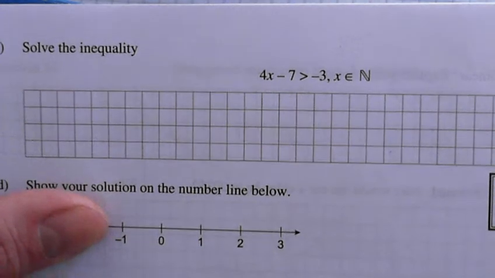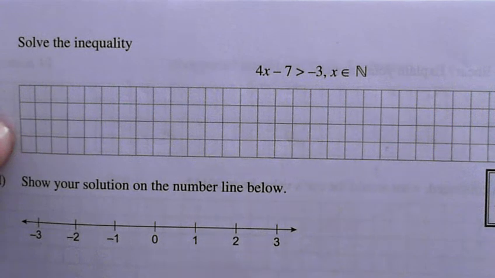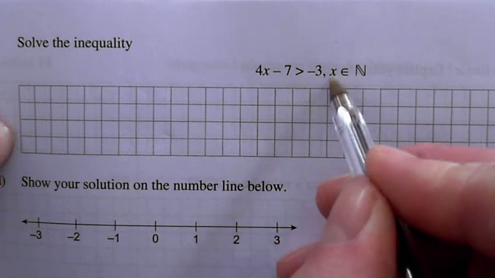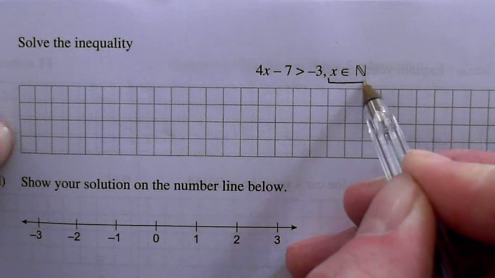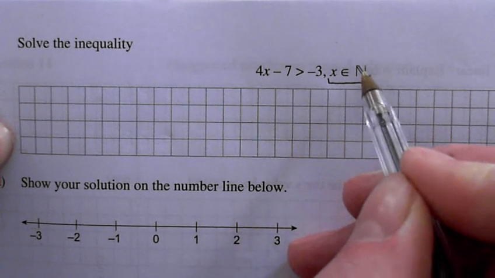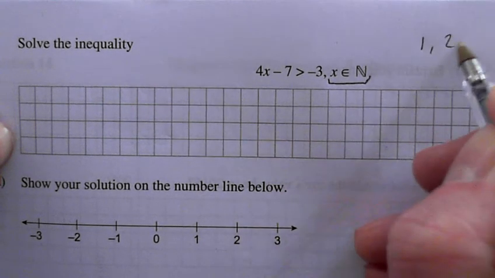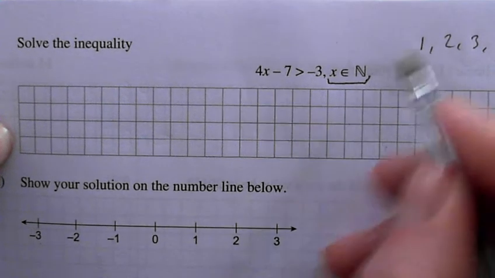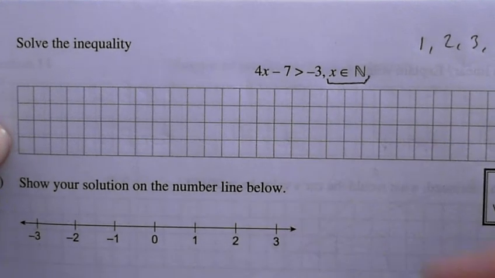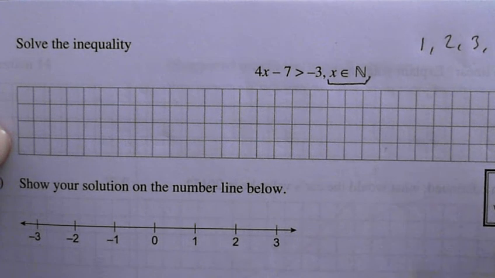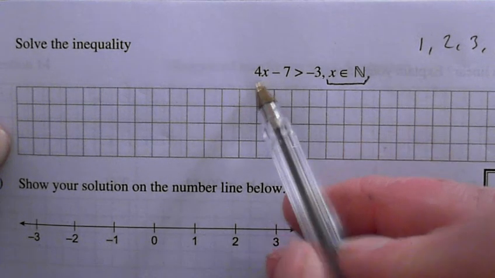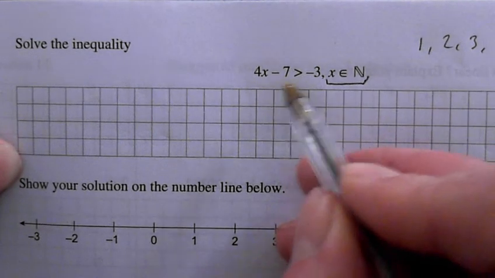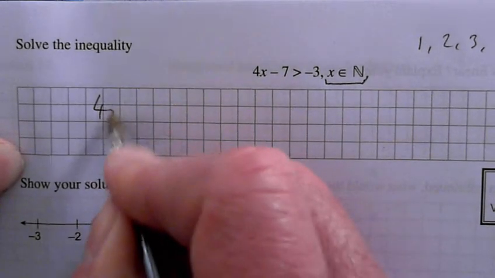Solve the inequality. We have to draw our answer on this number line. The x means the answers must be natural numbers. What are natural numbers? 1, 2, 3, 4, 5, 6. Not minus numbers, not 0, no decimals or fractions. So the first thing we do is write down the equation.